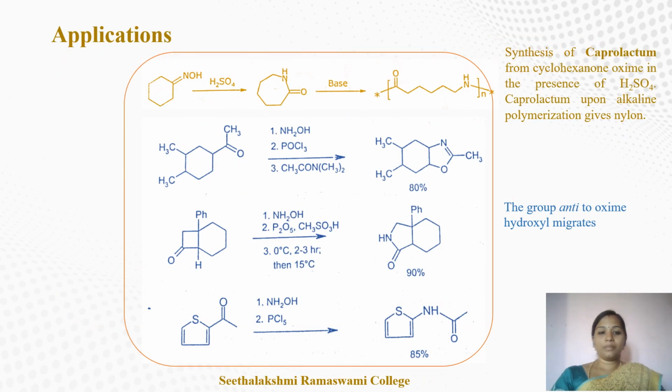So these are all the applications of the Beckmann rearrangement. The first example is the synthesis of caprolactam from cyclohexanone oxime in the presence of sulfuric acid. Caprolactam, under alkaline condition, undergoes polymerization to give nylon. So these are all the various applications of this Beckmann rearrangement. In all these examples, the group which is anti to the oxime hydroxyl will migrate and it leads to the corresponding products.